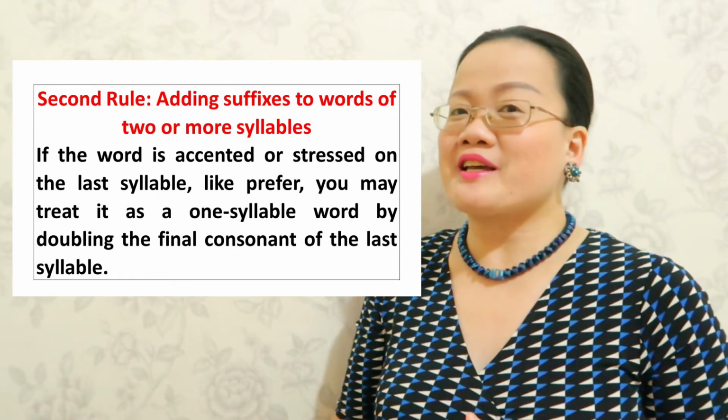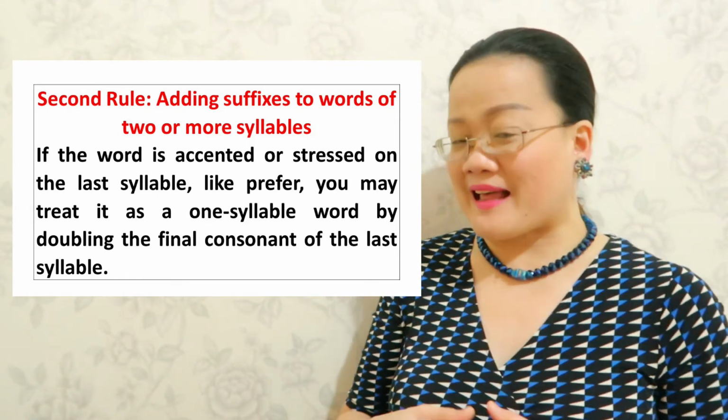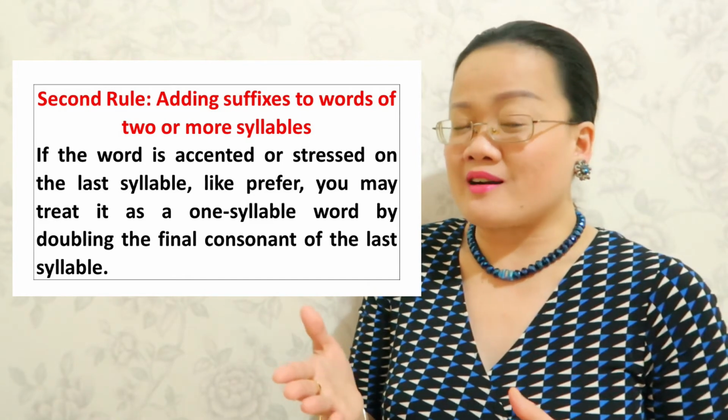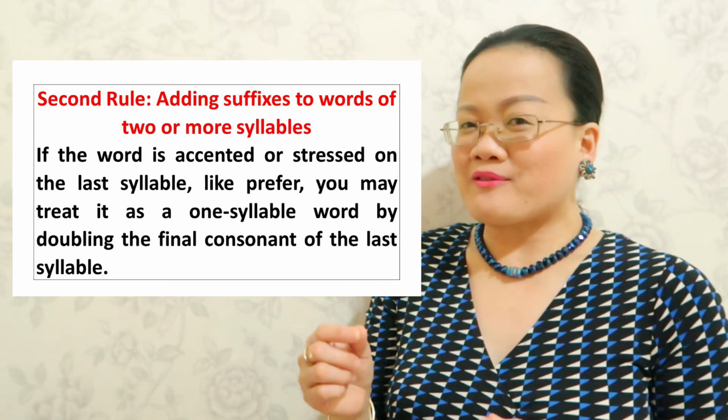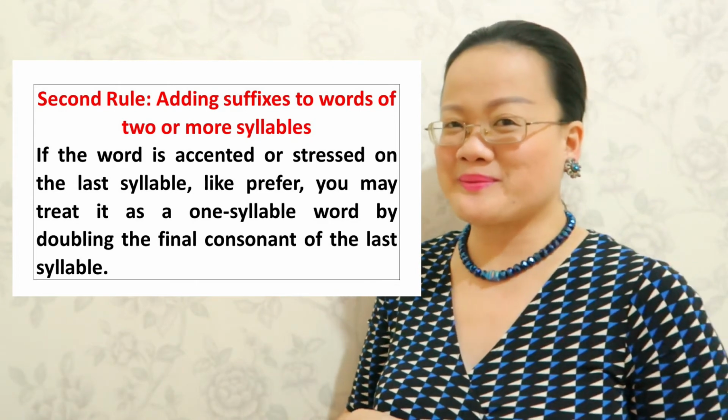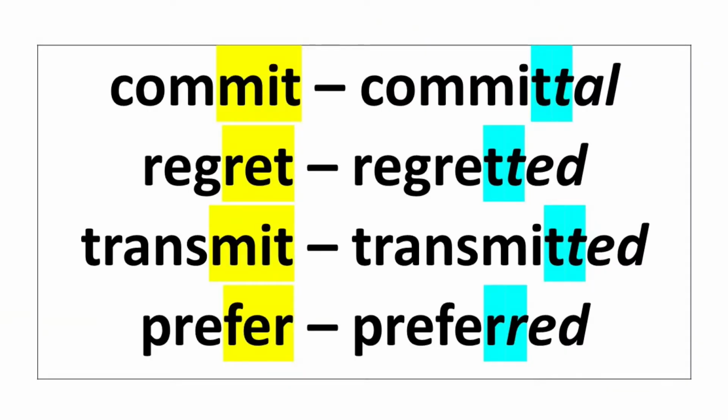Like, for example, if the word is accented or stressed on the last syllable, like prefer, then we can treat it as a one-syllable word. So we just have to double the final consonant. For example, commit, committal, regret, regretted, transmit, transmitted, prefer, preferred.